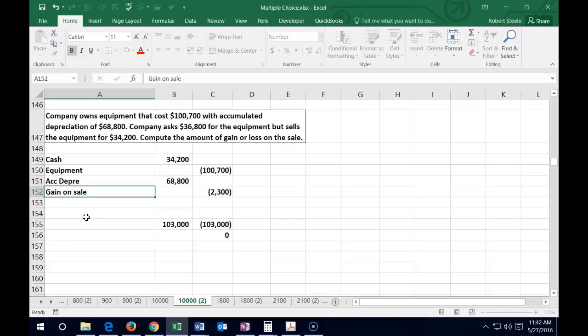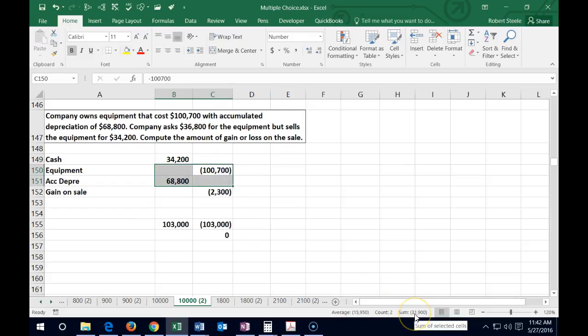Why is it a gain on sale? Because we got cash of the 34.2, and the equipment has a book value of this minus this, which is the 31.9. So 34.2 minus the 31.9 means we got more cash than it was on our books for, resulting in the gain that's going to have to go on the income statement.